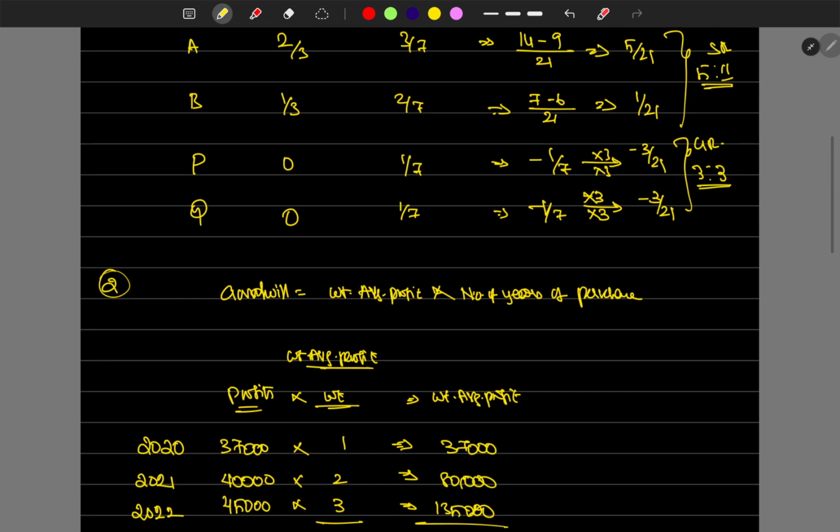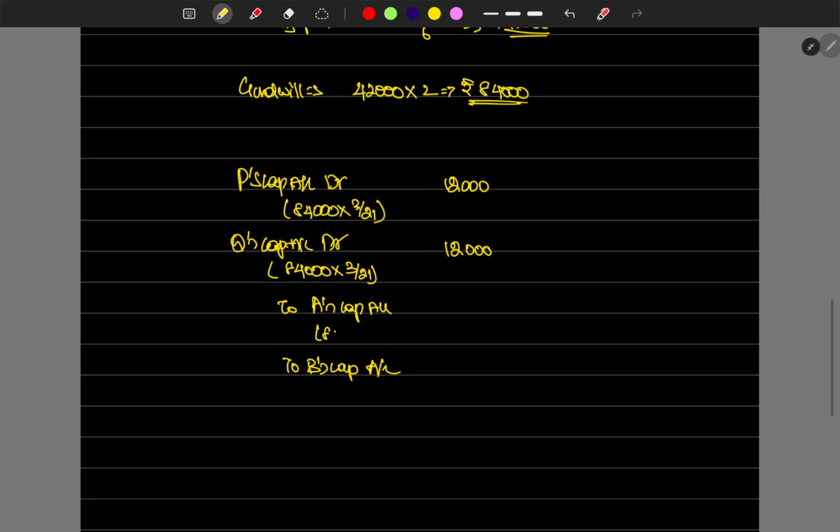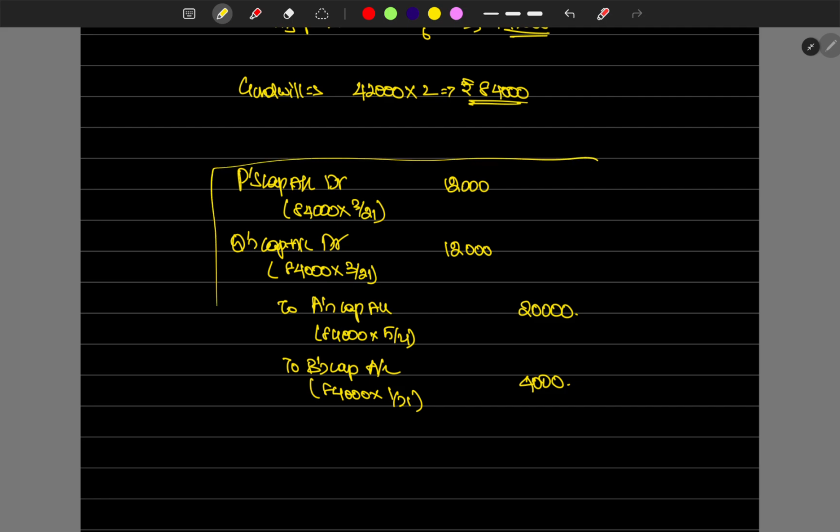Then how much is A sacrificing? It is 5. 84,000 into 5 by 21 is sacrificed by A. Okay, 84,000 into 5 divided by 21, which is 20,000 is sacrificed by A, and he is getting paid 20,000. 84,000 into 1 by 21 is the sacrifice value of B, which is 4,000 worth of goodwill sacrificed, and he gets paid that amount. So this is the entry.